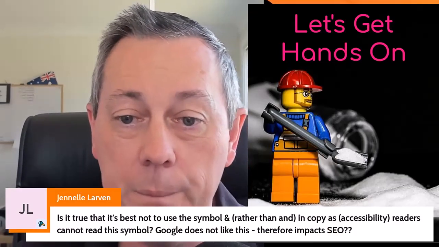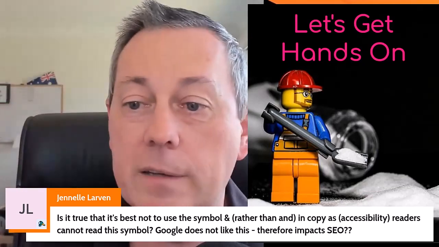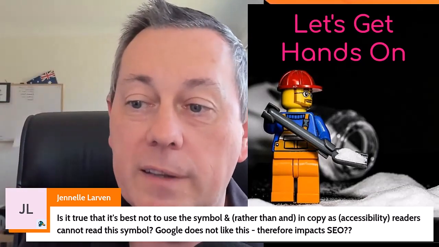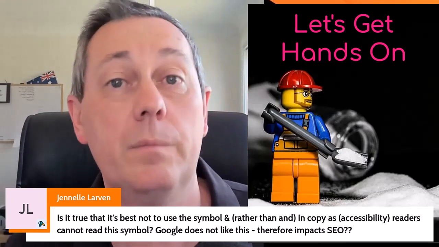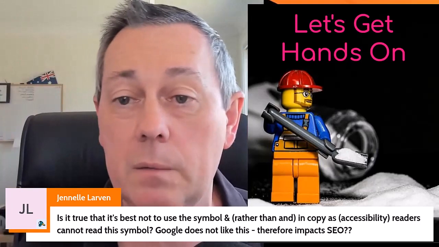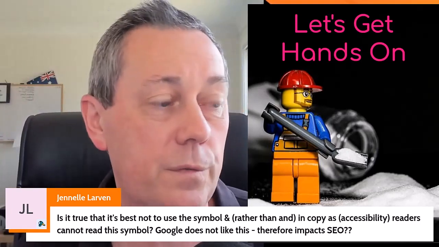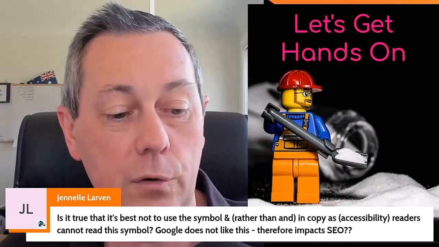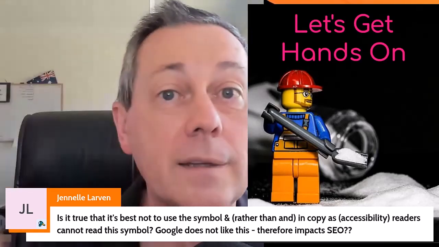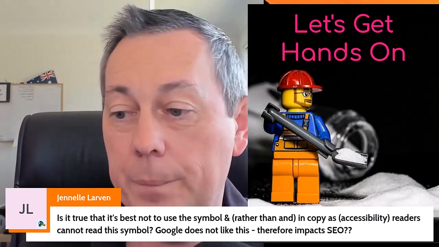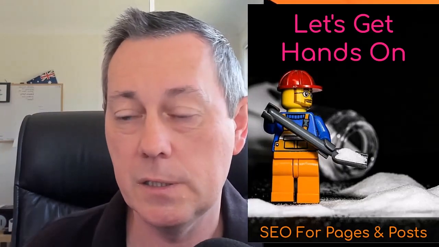Quick question before we go. Is it true that it's best not to use the ampersand symbol rather than "and" in copy, as accessibility readers cannot read the symbol, and Google does not like this, therefore impacting SEO? Yes. So try not to use the ampersand. It doesn't come up very well on some of the screen readers. Use the word "and". You'll probably find that when you're reading through articles in magazines and brochures, they tend not to use the ampersand. So use the word "and". So let's jump into WordPress.